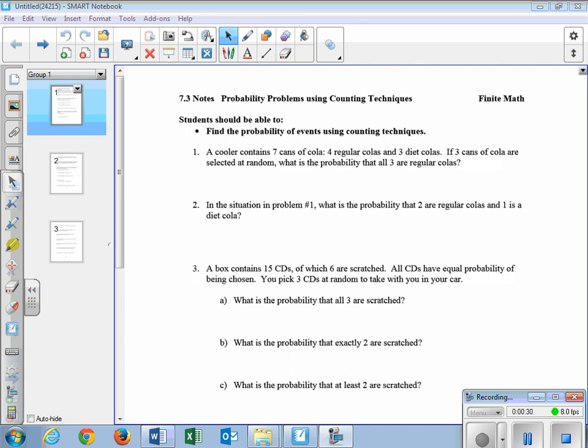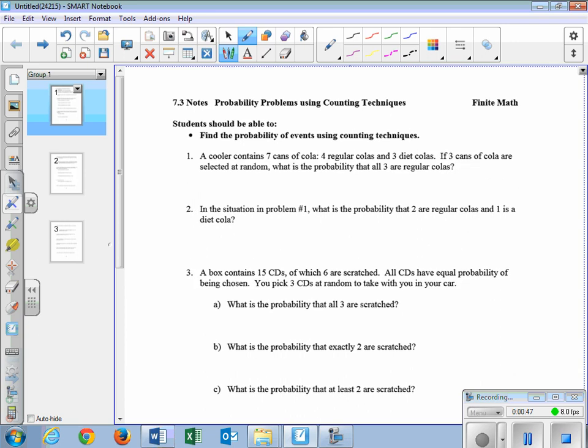So here we go. Number 1, a cooler contains 7 cans of cola, 4 are regular colas, and 3 are diet colas. If 3 cans of cola are selected at random, what is the probability that all 3 are regular colas? So what I'm thinking, and sometimes it helps to write this out, I need 3 regulars all over the total number of cans in the cooler. So first of all, I'm going to figure out how many cans are in my cooler. 7. Let's figure out that total.